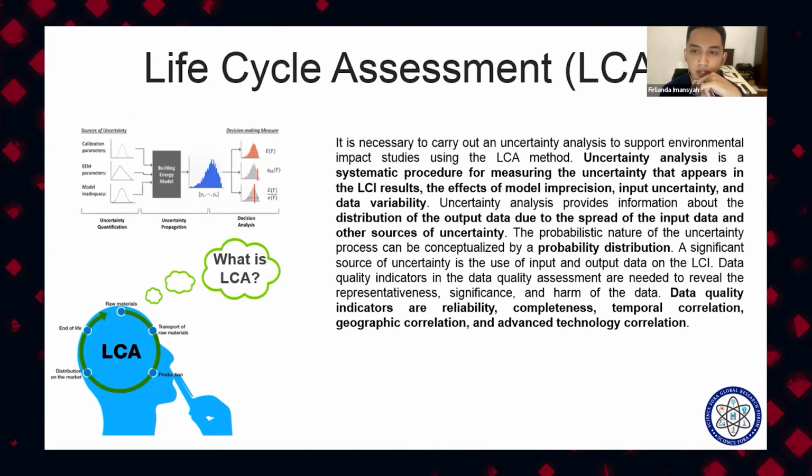It is necessary to carry out uncertainty analysis to support environmental impact studies using the LCA method. Uncertainty analysis is a systematic procedure for measuring the uncertainty that appears in the LCI result, the effect of model imprecision, input uncertainty, and data variability. Uncertainty analysis provides information about the distribution of the output data due to the spread of the input data and other sources of uncertainty. The probabilistic nature of the uncertainty process can be conceptualized by probability distribution. A significant source of uncertainty is the use of input and output data in the LCI. The quality indicators in the data quality assessment are needed to reveal the representativeness, significance, and reliability of the data. Data quality indicators are reliability, completeness, temporal correlation, geographic correlation, and further technological correlation.